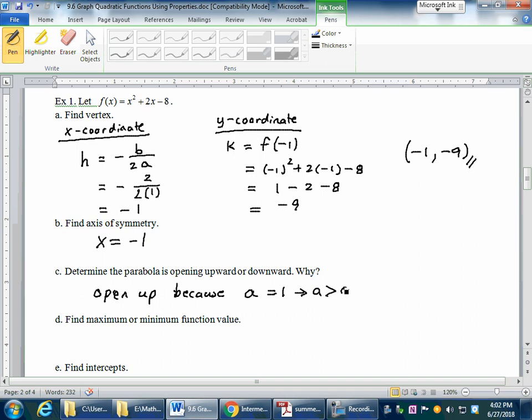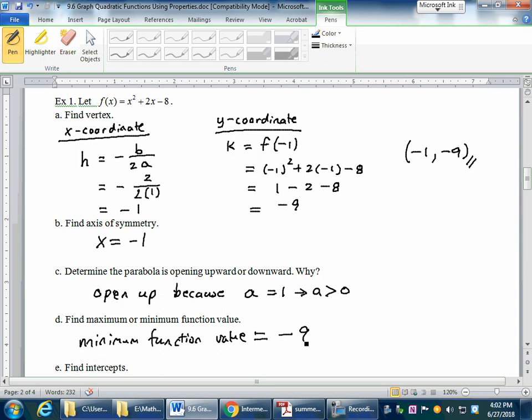So therefore, in this function, we will have a minimum function value. So part D, we will have a minimum function value. Where does the minimum function value occur? That will be the y coordinate of the vertex, which is negative 9, because that's the smallest y value, the smallest function value you can get on the graph.